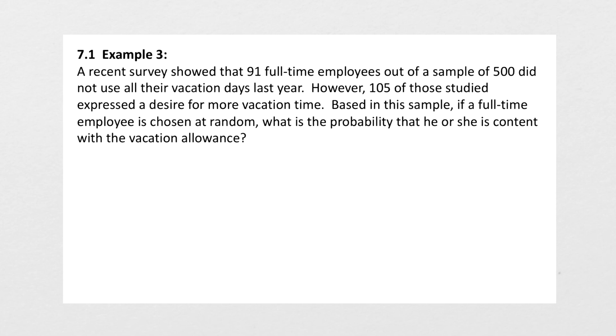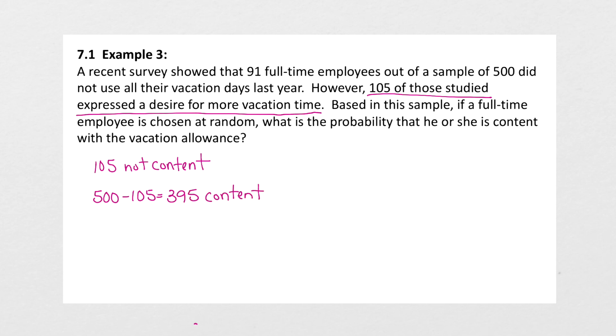Now, I'm not particularly happy with this problem because it's not specific in the question that it asks with what it's been given, but you are able to figure it out because we can see that 105 expressed a desire for more vacation time. So they must not be content. 105 of the employees are not content with their vacation time. So out of 500, we would subtract the number that are not content, and so we know that 395 employees are content with their vacation time.